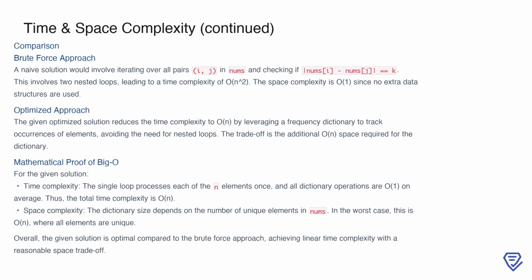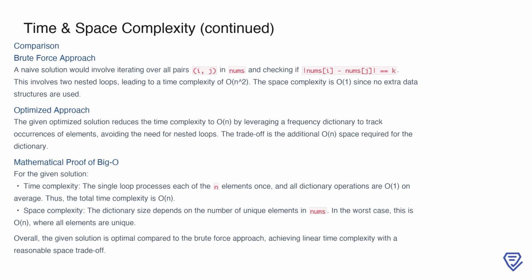In contrast, the optimized approach eliminates the need for nested loops by leveraging a frequency dictionary, reducing the time complexity to O(n). The trade-off is an O(n) space requirement for the dictionary, but this is a reasonable compromise given the significant reduction in time complexity.